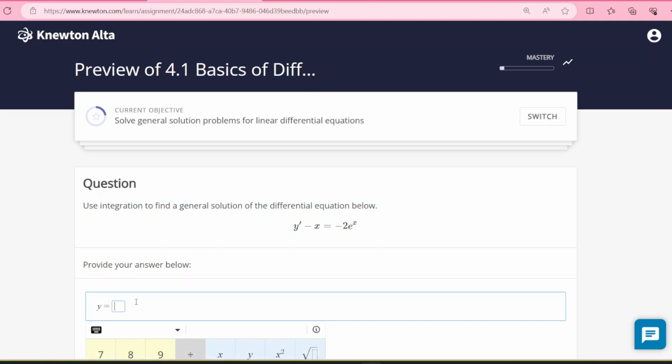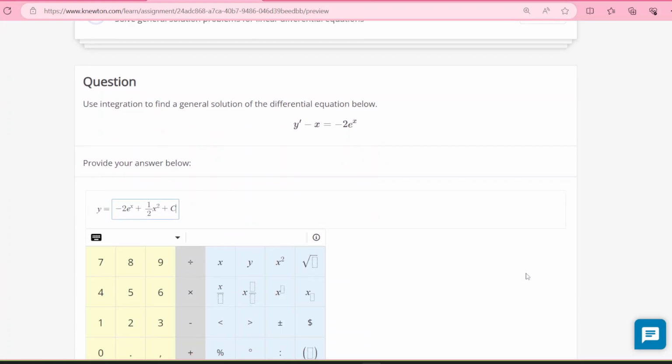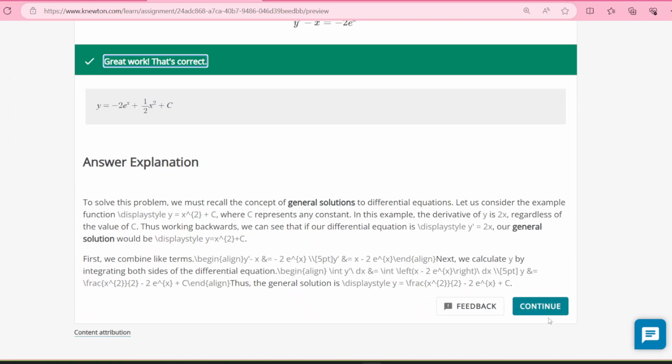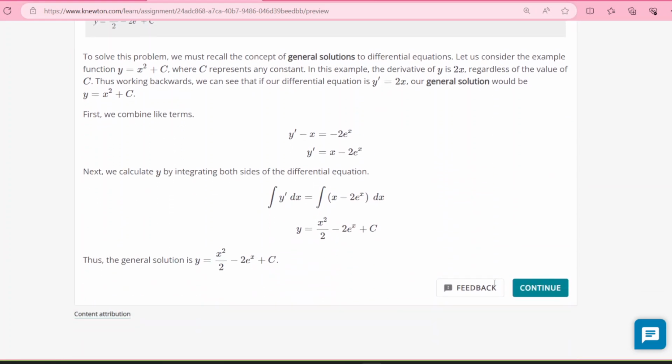So we had -2 e to the x, then plus 1/2 x squared, and then don't forget your plus constant for the general solution. You had an indefinite integral. Great. Okay. So moving right along.